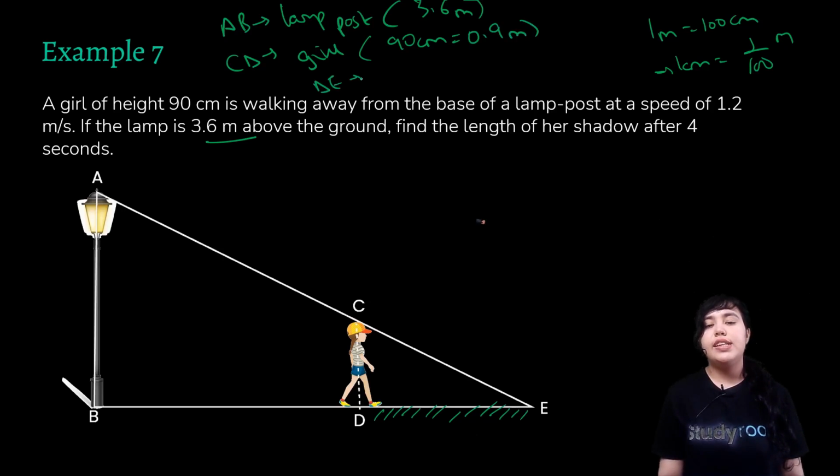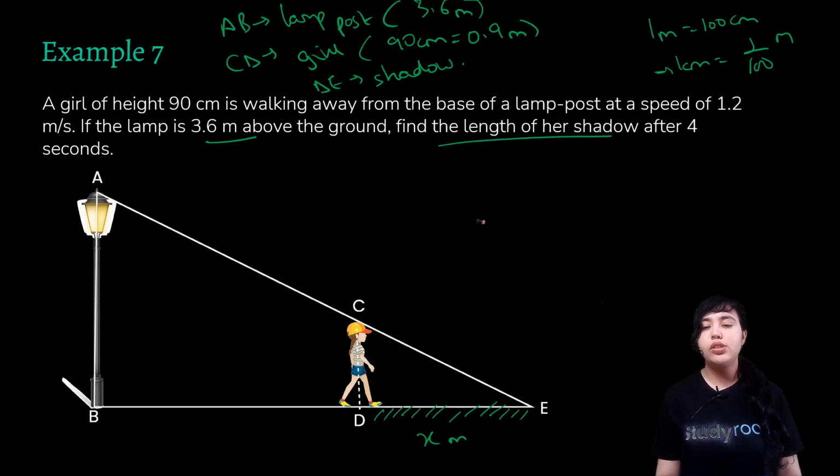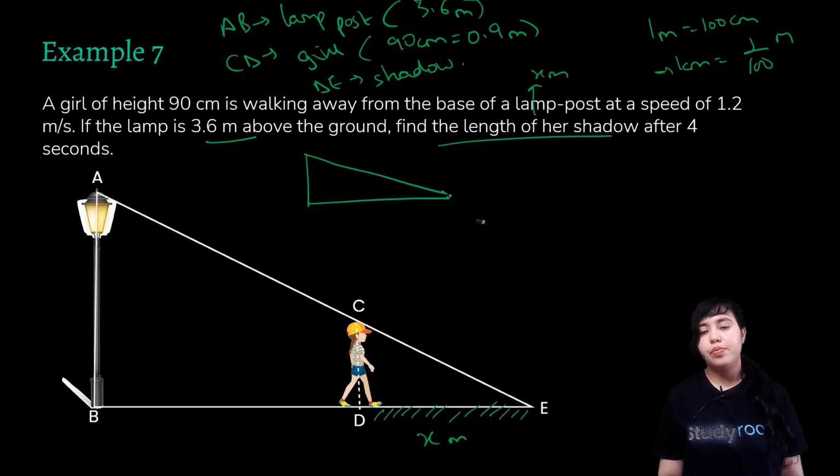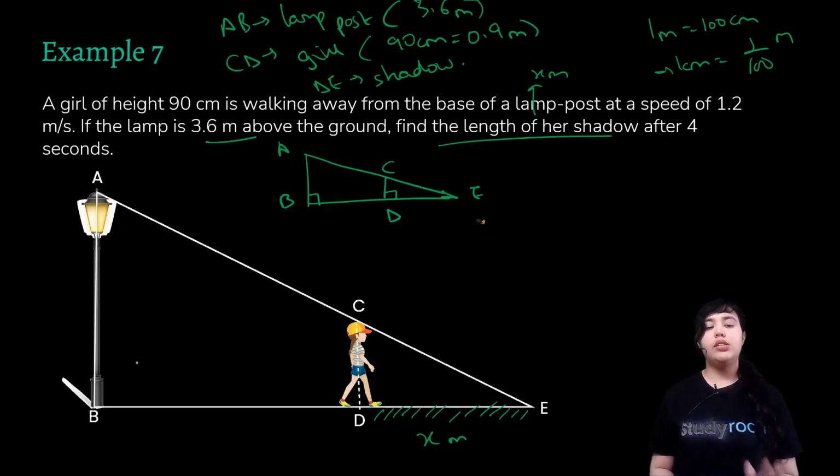Then let's say DE is the shadow of the girl. And let's say her shadow is x meters. Let the length of her shadow be x meters. So DE is x meters. Now basically if you see, there are two triangles. So it's like this triangle ABE, and then you have this triangle CDE. I hope you can understand that these two angles are 90 degrees because the lamp post and the girl, they are vertical to the ground. So these angles are 90 degrees.